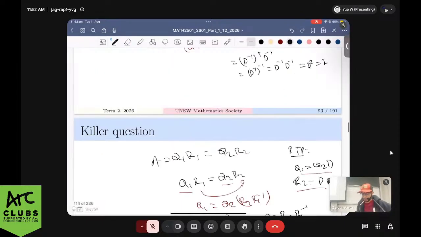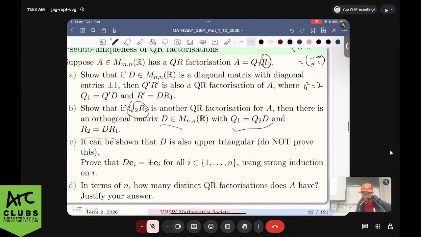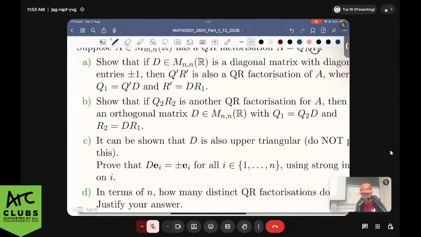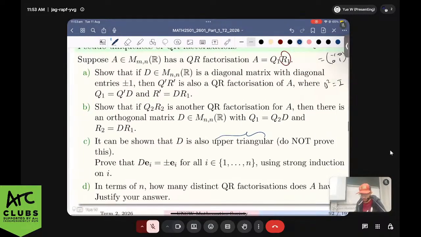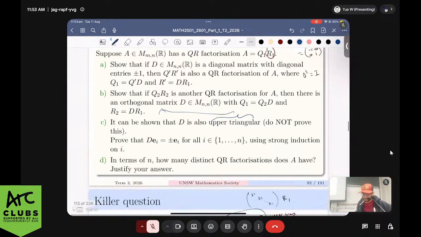Wait, what is the question? I remember the question. Okay. I'm pretty sure this is actually meant to be switched around. I'm not copying, I'm pretty sure this is meant to be switched around. I'll fix this when we upload the slides. I'm pretty sure this is actually meant to say this one's upper triangular and this one's orthogonal. Okay, but I'll fix the slides if that's the case.